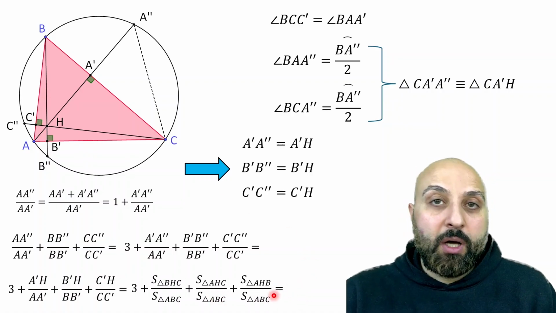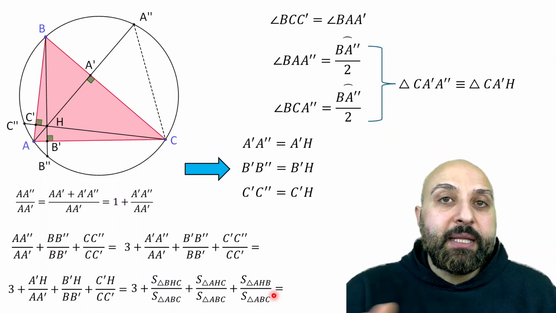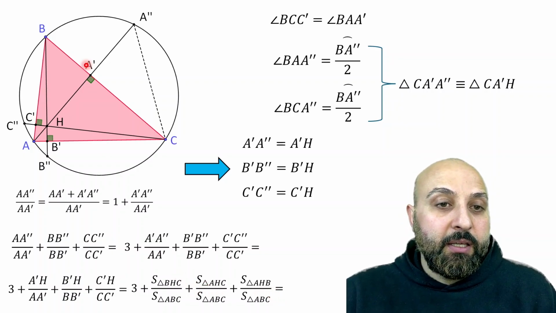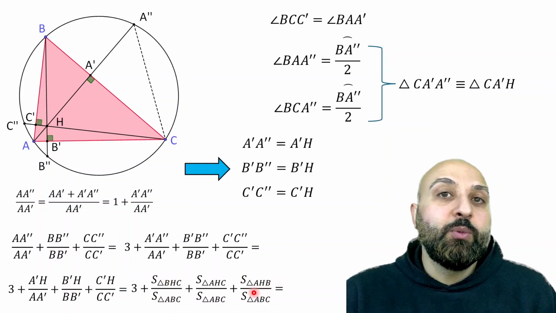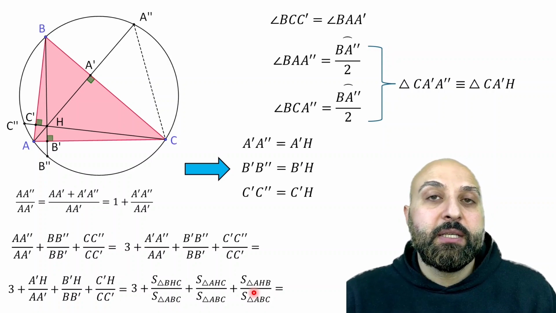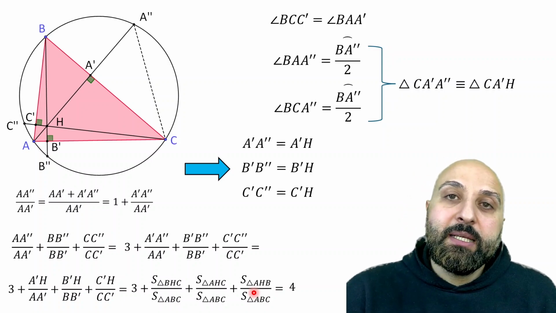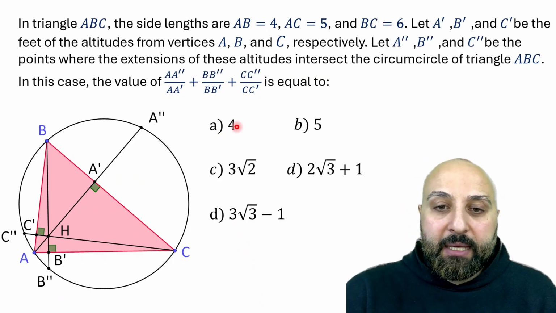Because the denominators are the same, the area of triangle ABC, I can keep it and then add the numerators together. If we add the areas of these three triangles, it becomes the area of triangle ABC. Therefore, all of these together will be equal to the area of triangle ABC divided by the area of triangle ABC, which is 1. So 1 plus 3 is 4. Therefore, the correct answer is option A.